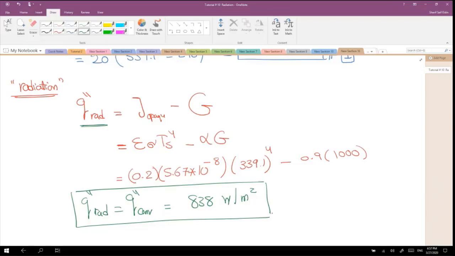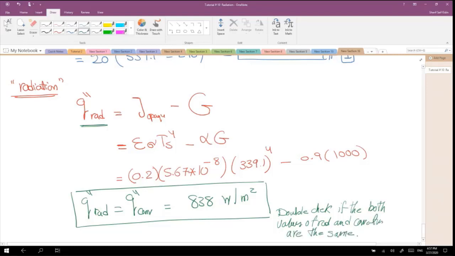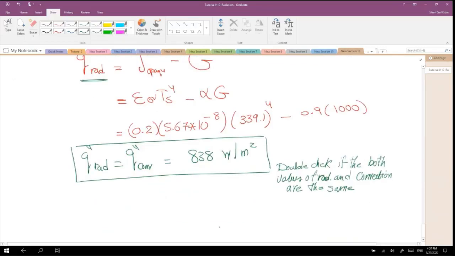Alright, so double check if both values of radiation and convection are the same. Actually, I didn't write this. And this is radiation. So yeah, I'm done here with that question as well.